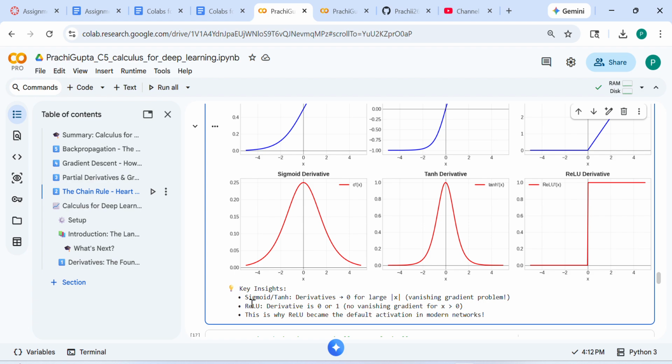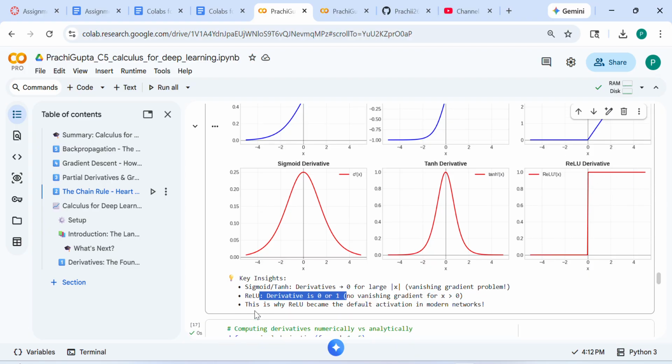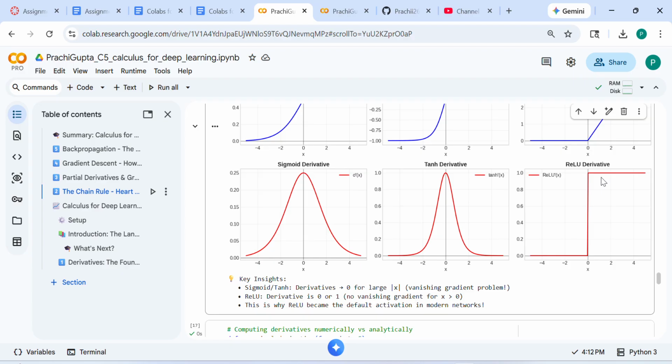The sigmoid derivative goes to 0 for larger values of x, which is the vanishing gradient problem. The ReLU derivative is 1 or 0. As we already know, ReLU either gives 0 or 1, so it's giving the same. For values before 0 on the x-axis, all the values are 0. For values greater than 0, it's 1. And this is why ReLU became the default activation function in neural networks, because it's either 0 or 1.